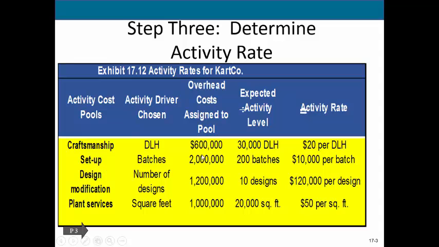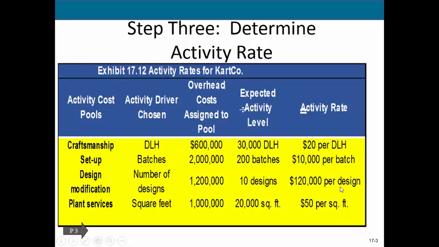One thing I want to note before we move on is let's look at the setup and the design activities. If you'll see here, based on the simple dollar amount related to each of these activities, these are some of our most costly activities. And you can see here there are not many batches or a significant number of designs, 200 batches or 100 designs, that are the drivers for these costs. So what that tells us is that our setups based on batches are $10,000 per batch. Or then our designs cost us $120,000 per design.